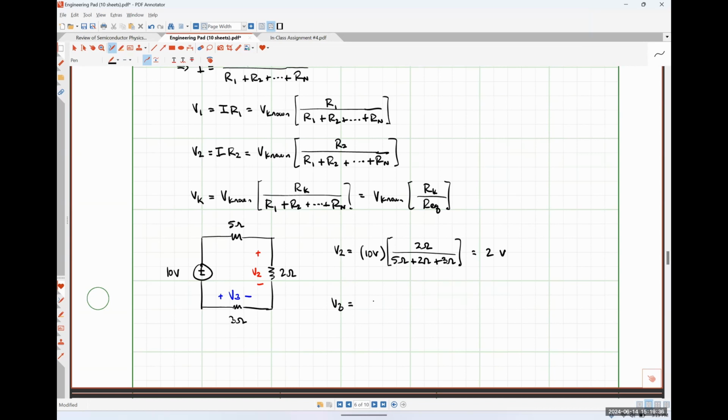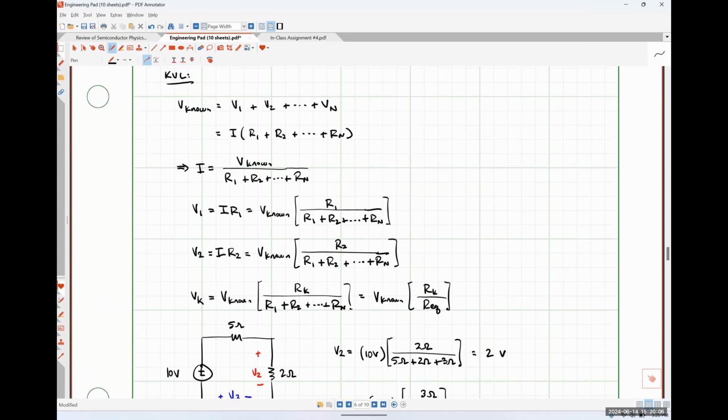So tell me what my equation should look like now that we've got a little bit of practice. 10 volts times 3 ohms over 10 ohms equals 3 volts. All right, so I agree with everything that you have there. However, there is a little subtle thing that we need to pay attention to.